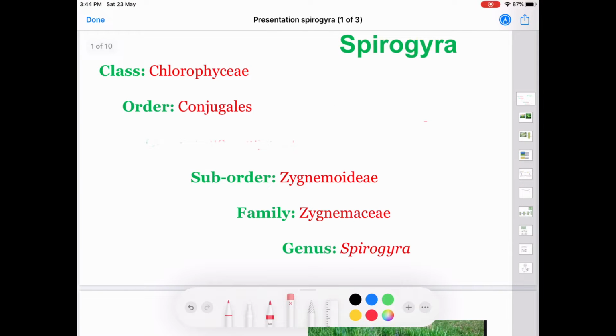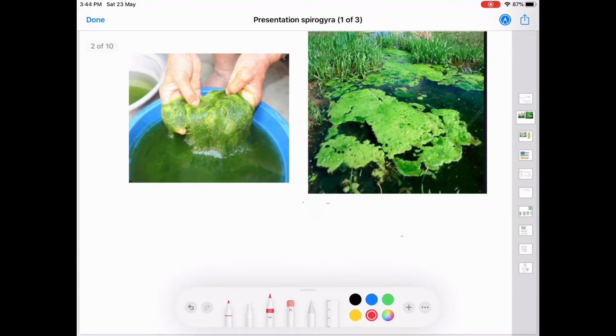Hi all, I am talking about a green algae, Spirogyra. The systematic position is class Chlorophyceae, order Conjugales, suborder Zygnematineae, family Zygnemataceae, and the genus is Spirogyra. It is cosmopolitan in distribution and is a freshwater algae.